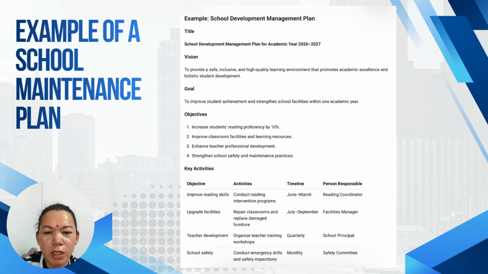So in objectives, you have improve reading skills. What are the activities? Conduct reading intervention programs. Timeline, June to March. Okay, person responsible, the reading coordinator. So this is the example of a school maintenance plan. It is very important that we have to have this.